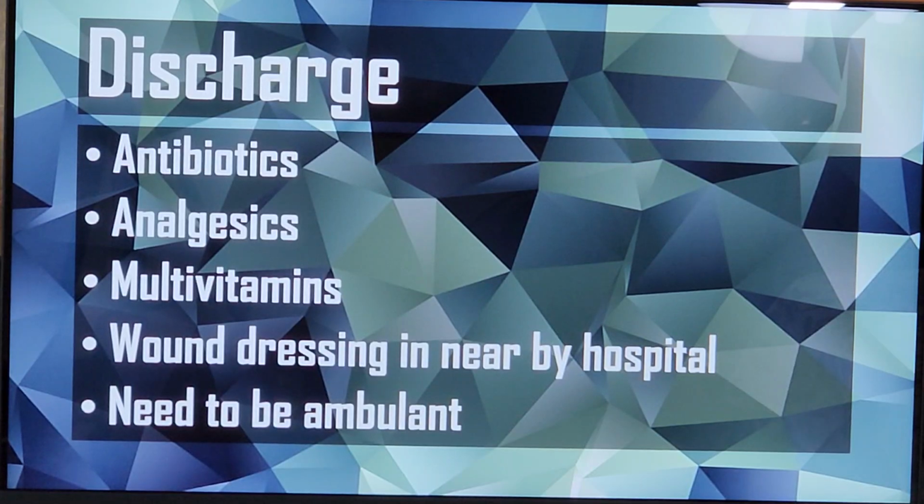During discharge, we'll give a course of antibiotics to be continued, analgesics, painkillers if necessary for 2 days, along with multivitamins. Wound dressing to be done every alternate day or every 3rd day. If there is a hospital nearby to the patient's home, they can get it done there. Preferably, it can be done in the same hospital by the surgeon who has done it. At home, the patient has to be ambulant.